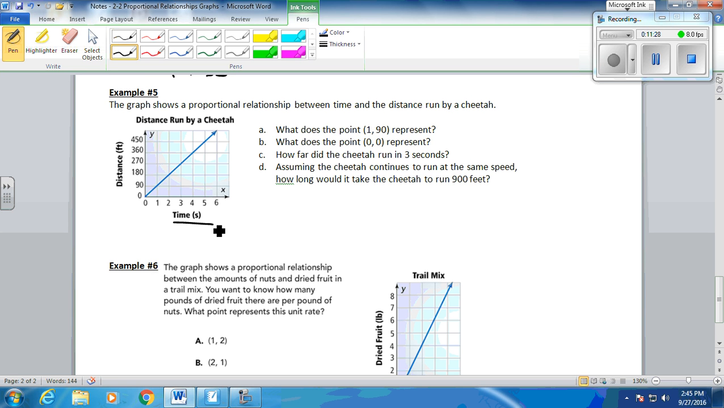They are saying, what does the point 1, 90 represent? Well, let's remember that our coordinates are always written as x, y. So 1, 90. Well, 1 on the x-axis represents time, and 90 on the y-axis represents distance. So it's really time in seconds, distance in feet. So really, isn't it 90 feet per second? That's the unit rate that they're giving us here.